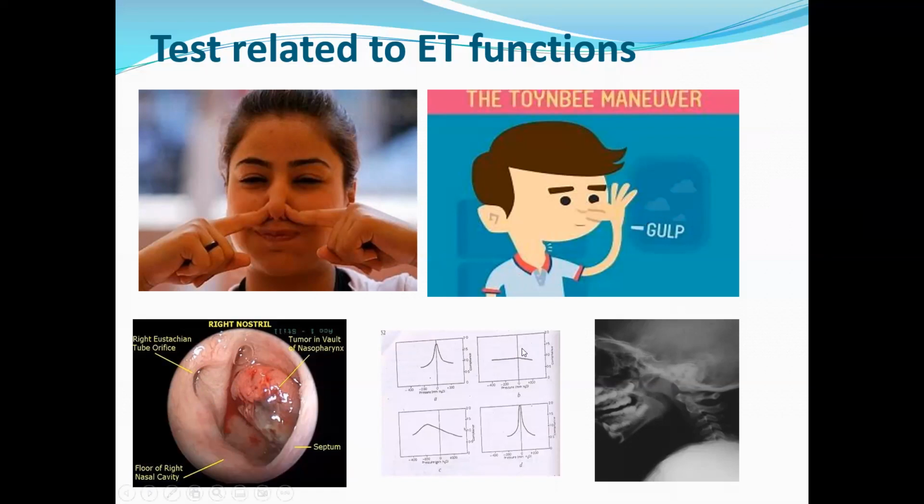Tympanometry is done by tympanogram. We get different types of graph. This is the normal graph at the level of 0. So this is the normal peak and normal pressure. Whenever there is obstruction of the eustachian tube, we will get a peak towards the negative side, indicating negative pressure in the middle ear. When there is fluid in the middle ear, we will get a flat curve like this. This is called type B graph.